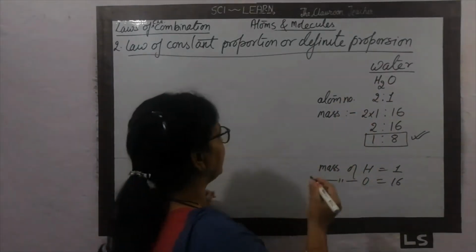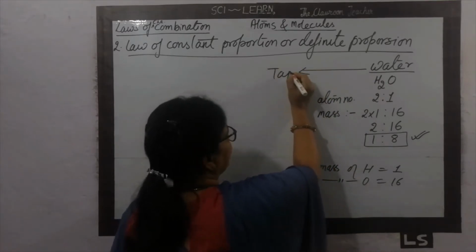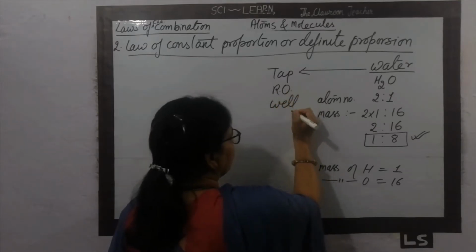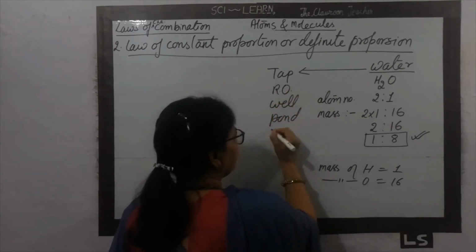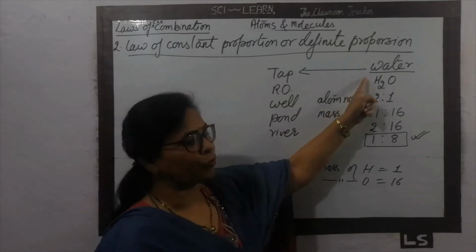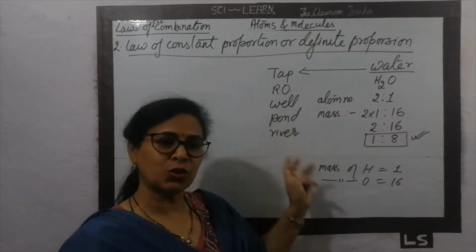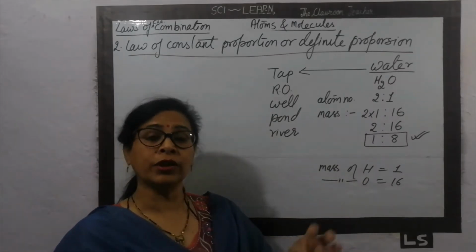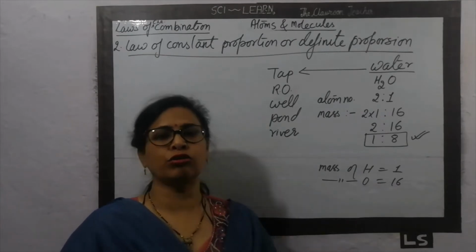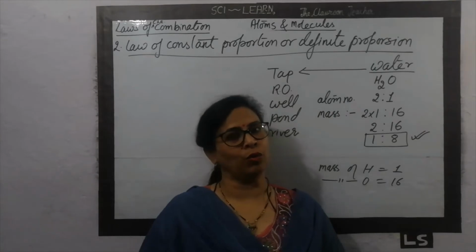And what about the water? Water may be collected from your tap, from your RO, from a well, from any pond, any river, but every time the composition of water is only H2O. It is fixed. It is not changed from place to place or reaction to reaction. If water is produced as the end product of any reaction, such as respiration, then also the formula of water is H2O. It means the proportion is always fixed.